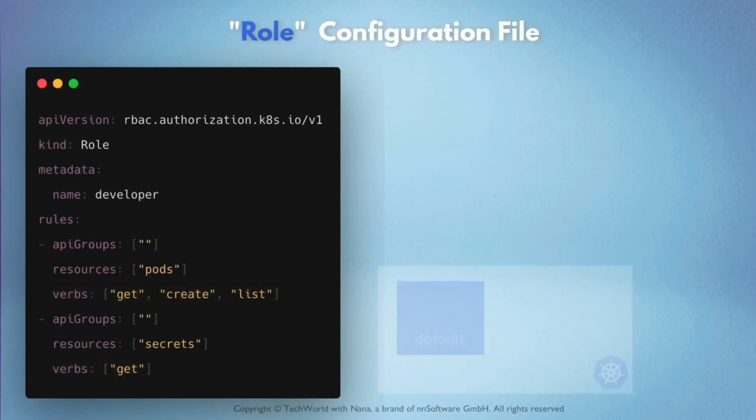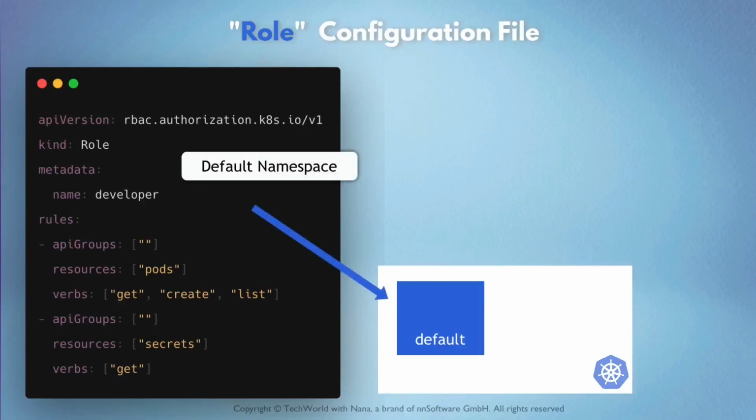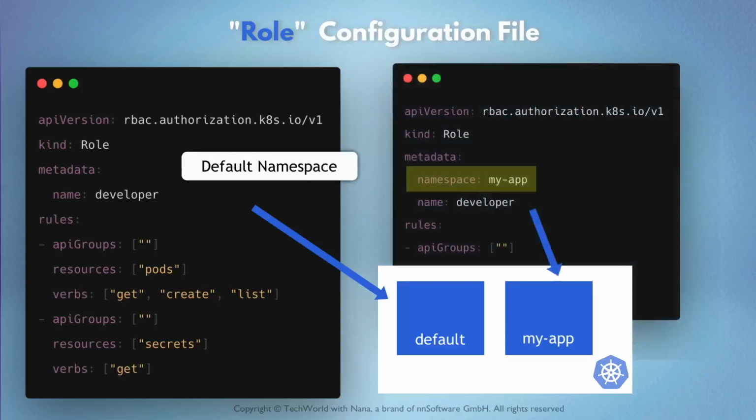This role is for a default namespace, but if you want to give access to the defined resources for namespace myApp, you will add a namespace myApp in the metadata of role. That's how you can scope the role to a specific namespace.